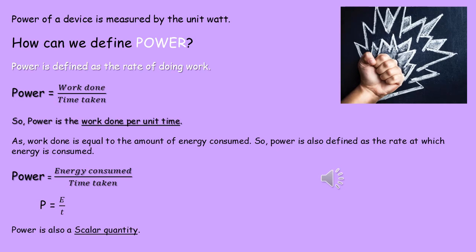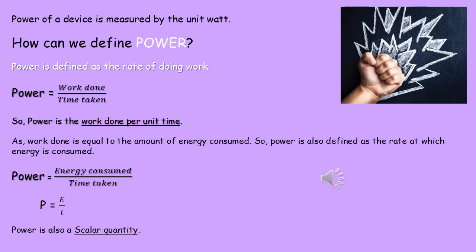As we discussed earlier, the power of a device is measured by the unit watt. Now, how can we define power? What is power? Power is defined as the rate of doing work. Rate means per unit time. So, power is equal to work done by time taken. So, power is basically work done per unit time.